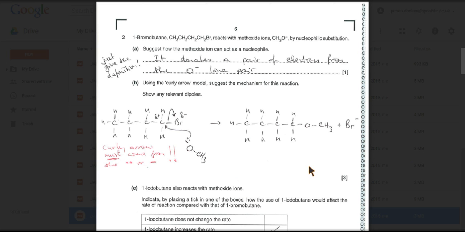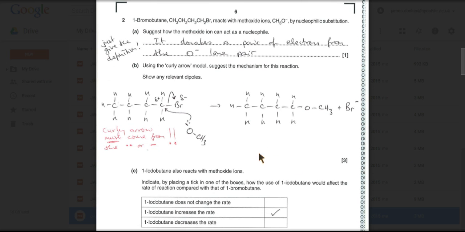We need to suggest a mechanism for the reaction. If we just remember the hydroxide ion mechanism, you can see the similarity: instead of OH-, we've got OCH3-. Exactly the same mechanism. So curly arrow from the lone pair on the O- to the carbon with the slight positive charge, and that's going to repel the electron pair in the C-Br bond onto the bromine and break this bond by heterolytic fission.